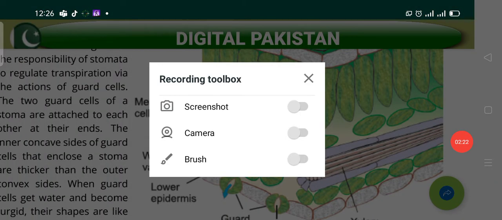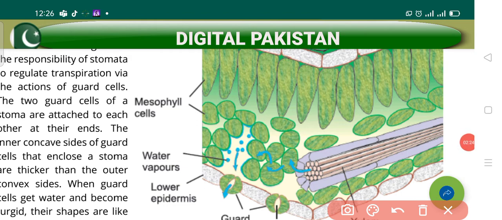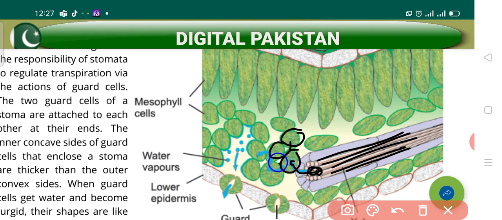Okay, how does this transpiration occur? Basically, this is the xylem. You know very well the xylem plays a major role. It transfers water from the roots to the aerial parts of the plant. So obviously the leaves also contain xylem, and this xylem has the water. This water is transferred into the mesophyll cells, which provide a large surface area for transpiration.